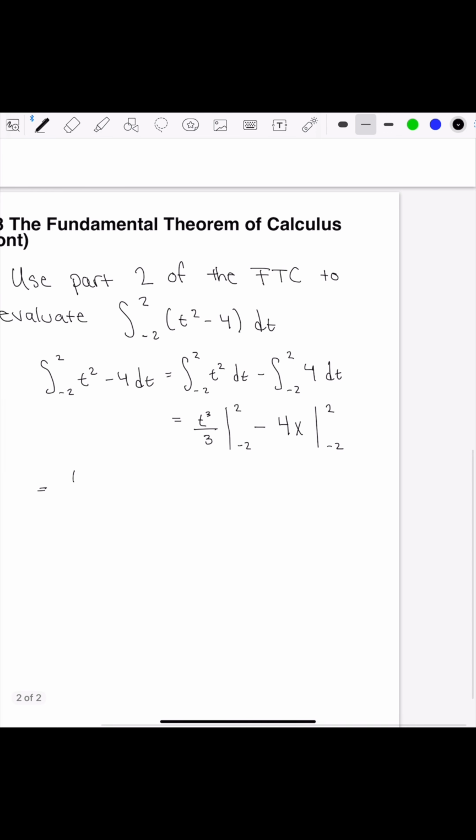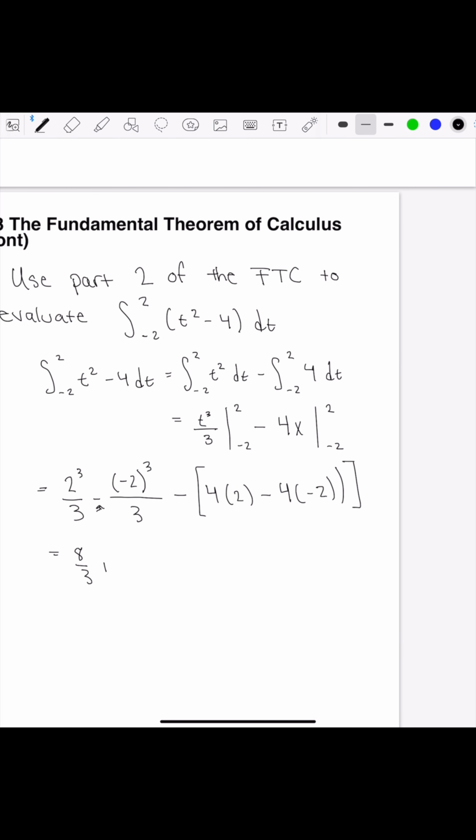So we plug in 2 for t, so that becomes 2 cubed over 3 minus, and make sure you're plugging in -2, so it's the entire -2 cubed all over 3, and then make sure you put brackets around this next part because this negative sign applies to this whole thing, so you need to be very careful with your signs. So then this becomes 4 times 2 minus 4 times -2, and then 2 cubed is 8 over 3, and then -2 cubed, that's -8, but then negative times this negative here, that's going to become positive 8 over 3.